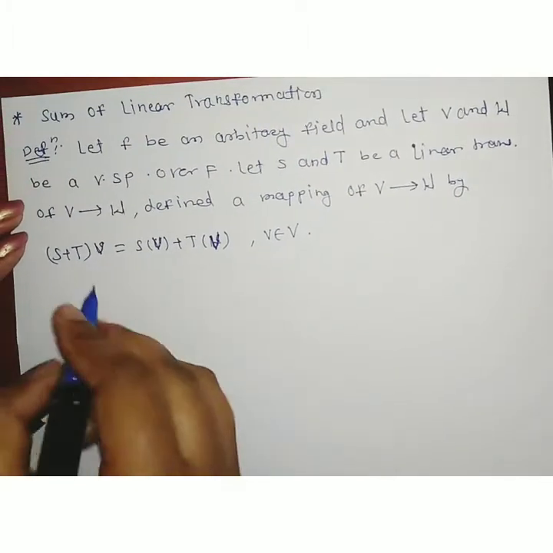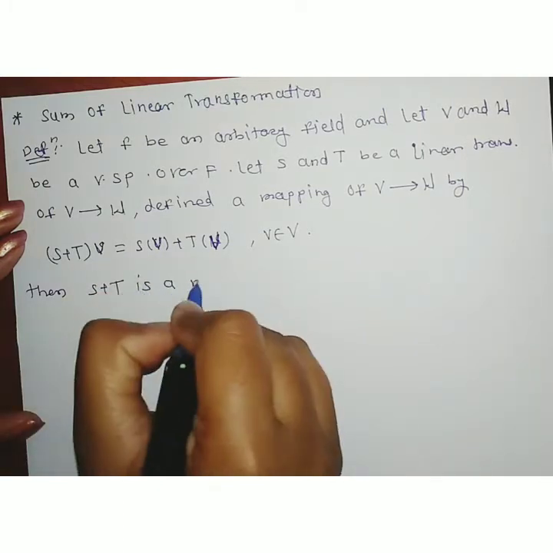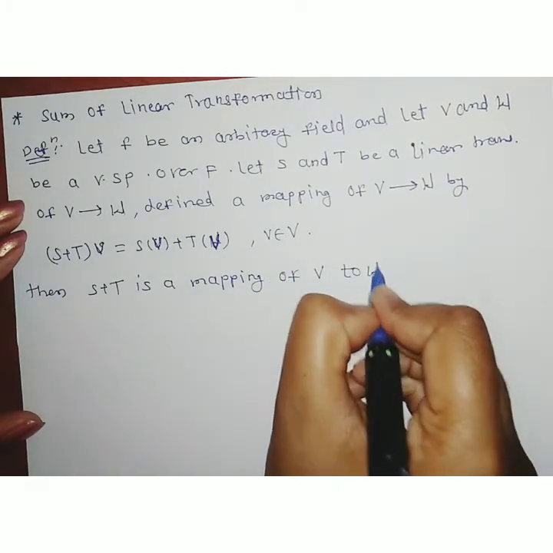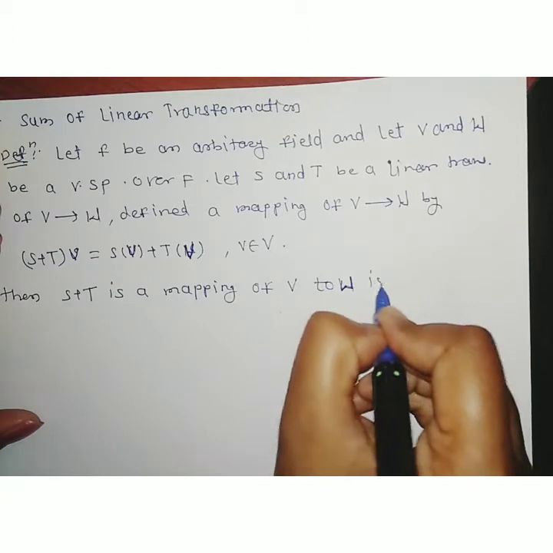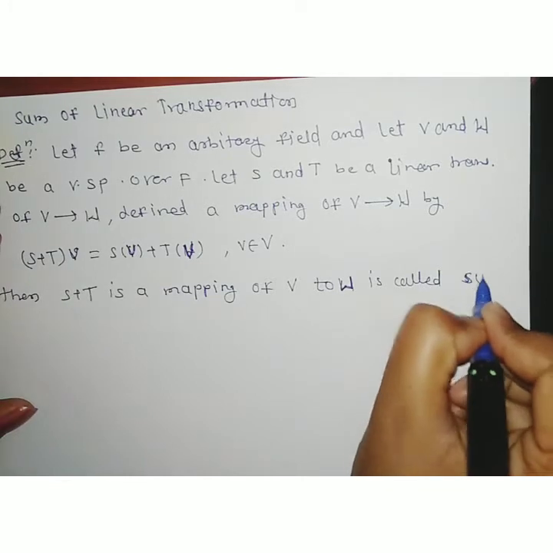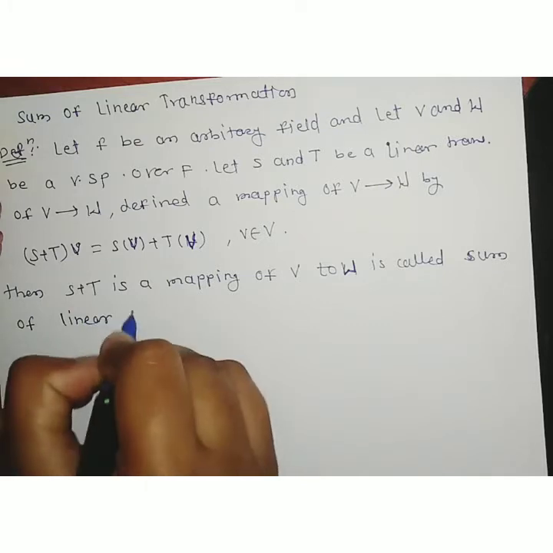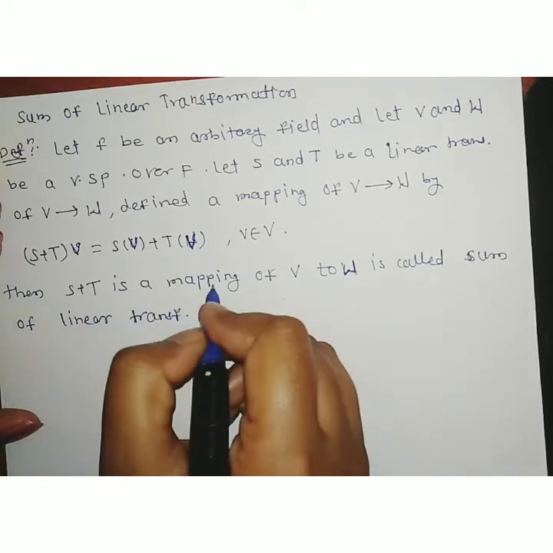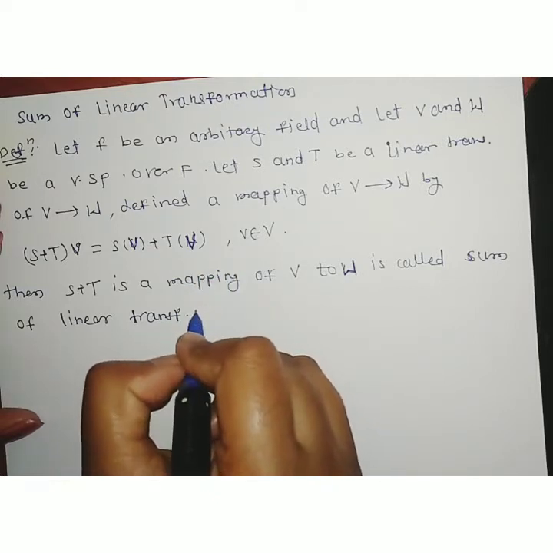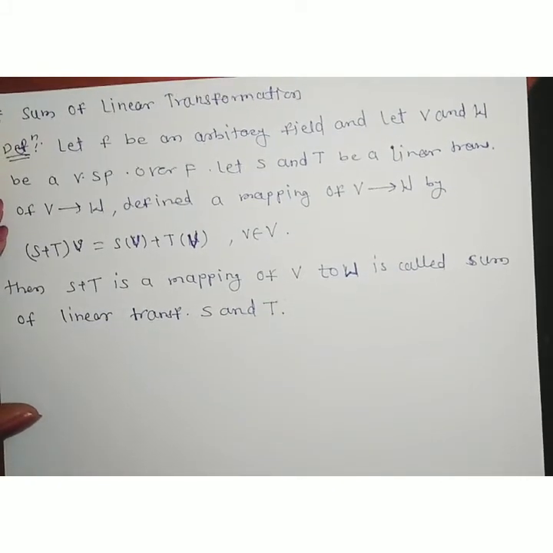Then S plus T is a mapping of V to W, and it is called the sum of the linear transformations S and T. Okay, so what is the definition?